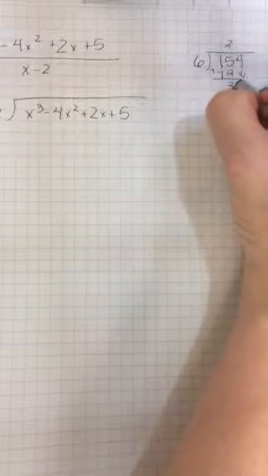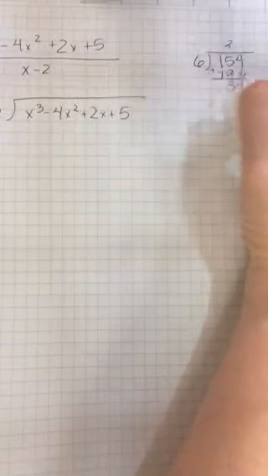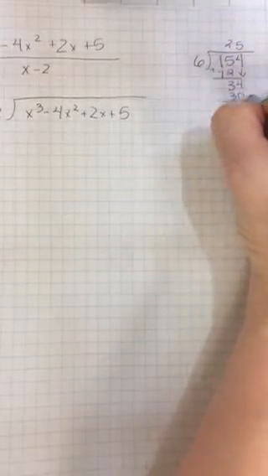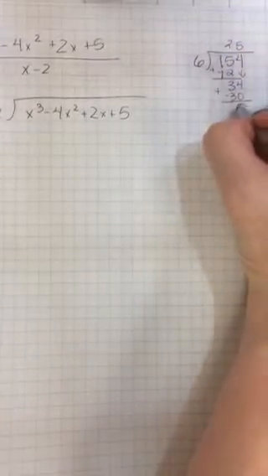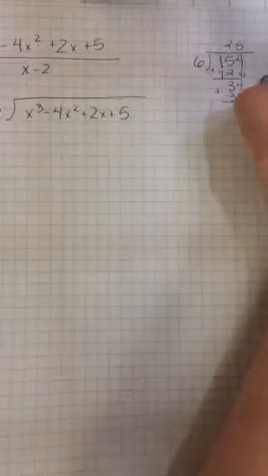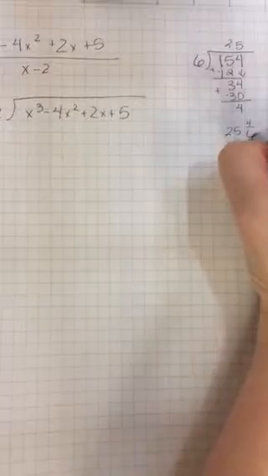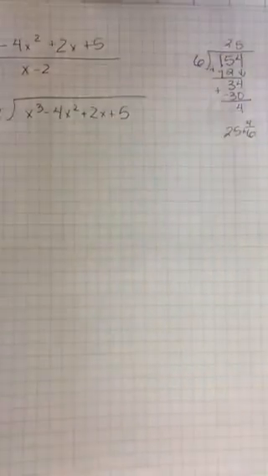I have a 3, I bring down the 4. How many times does 6 go into 34? 5 times. 30, again, add the opposite, and I've got 4. So I could write my answer as 25 and 4/6, or 25 plus 4/6.